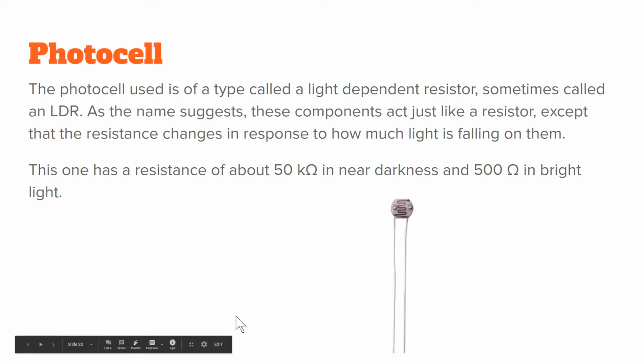Alright, this one's pretty fun. I actually had fun playing with this one. So this is a photocell. It's kind of like a light-dependent resistor, so LDR is another way to refer to it. As the name suggests, the component acts just like a resistor, but it is light sensitive. Depending on how much light falls on the top of it, it'll actually change the resistance. That's the resistance range listed right here: it's 50K in near darkness, and 500 ohms in bright light. So the brighter it is, the less resistance.